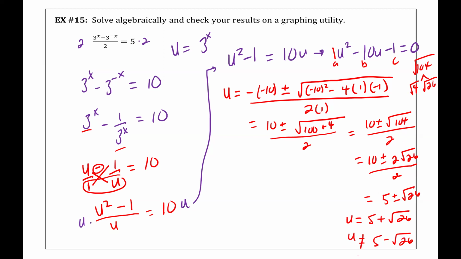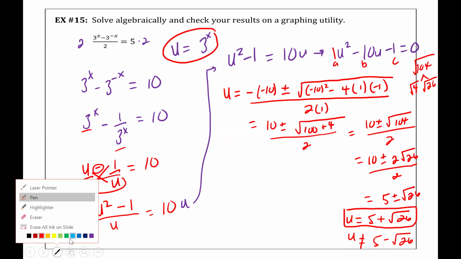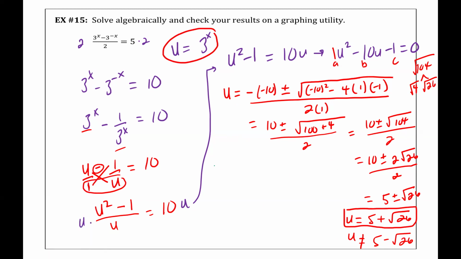The reason being is that our exponential cannot equal a negative value. So we can't use this as our u, but we can use 5 plus the square root of 26 for u. Okay, so we now know that this is what u equals. Because we know what u equals, we now can set it equal and solve. Okay, so we have 5 plus the square root of 26.